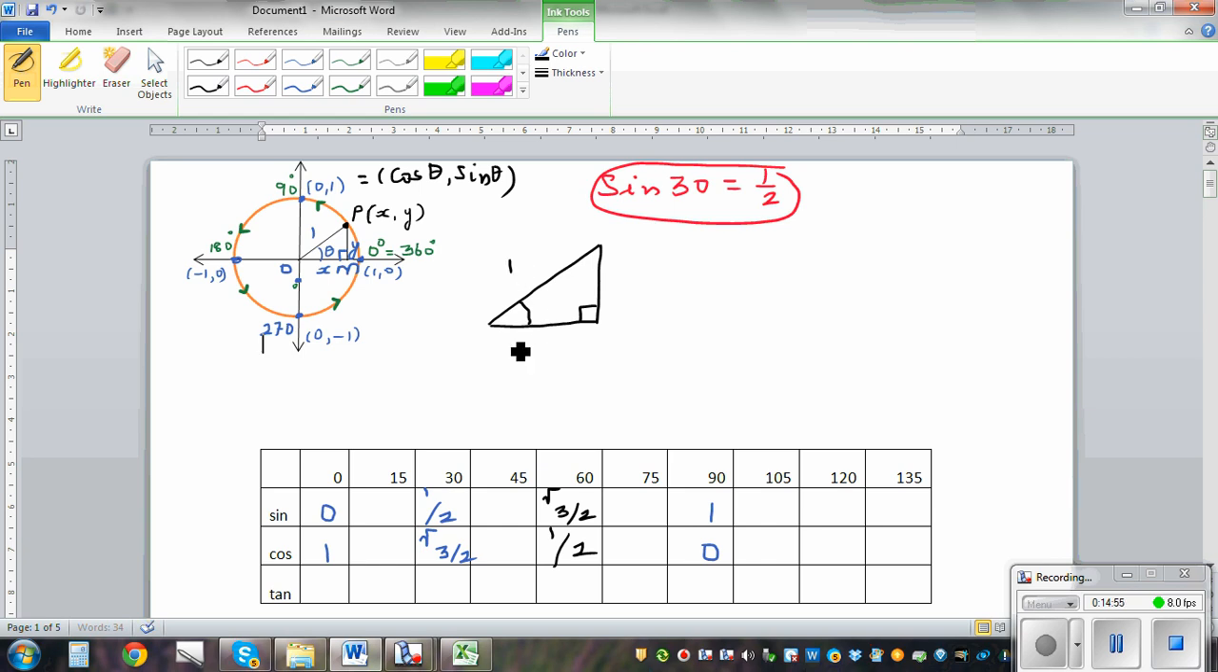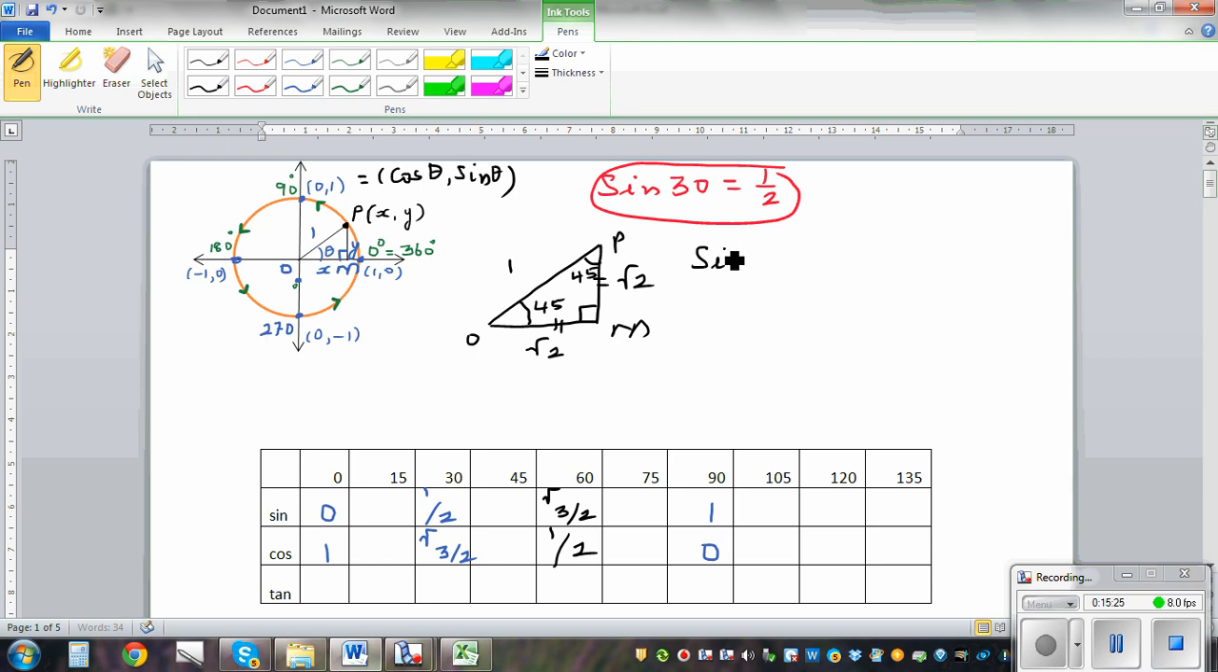So this is 1. If this is 1, I hope you can prove it yourself, these two sides are going to be equal. So using Pythagoras again, you can say this is going to be root 2, and this is also going to be root 2. Okay, so this is 45, and this is also 45. So this is a 45, 45, 90 triangle.